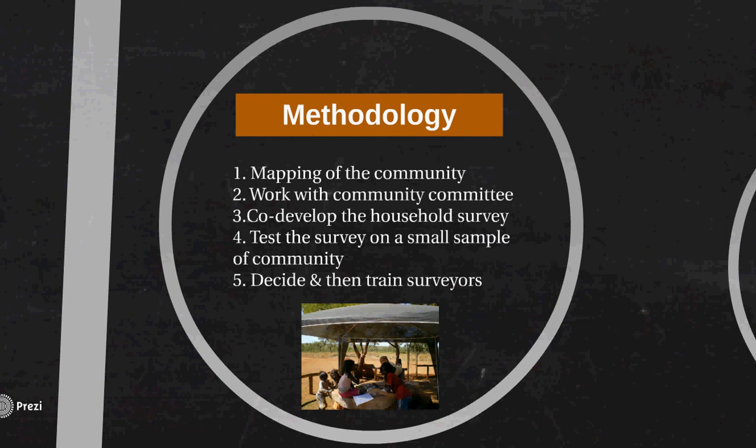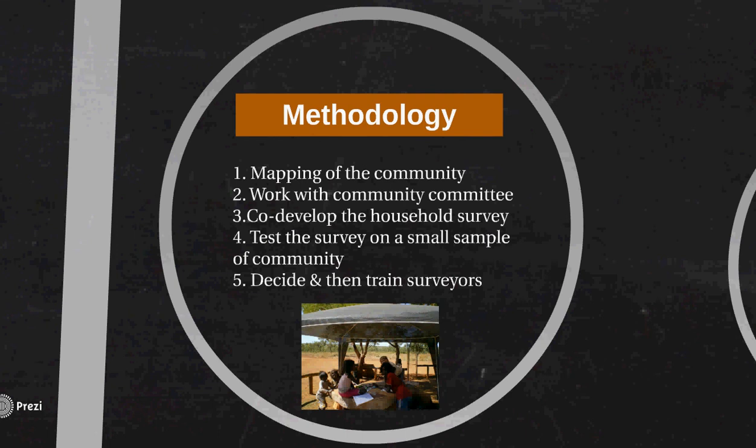The survey will include questions that address the information required by donors, the community, and the project. The survey tool will gather both qualitative and quantified perceptual data through the use of closed and open-ended questions. Step 4. The survey will be tested on a small sample of the community and the questions reviewed and edited with the community committee.